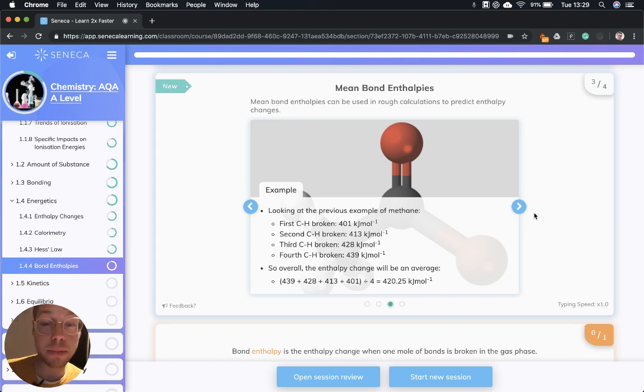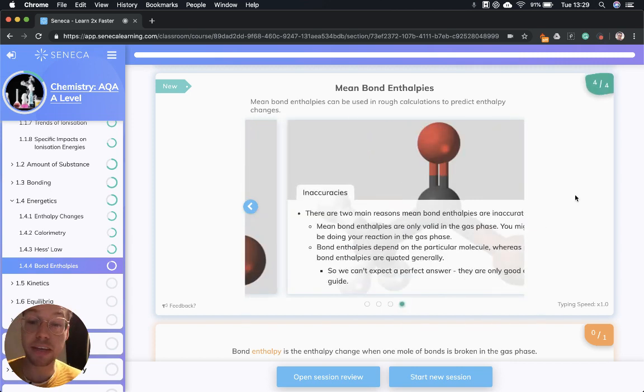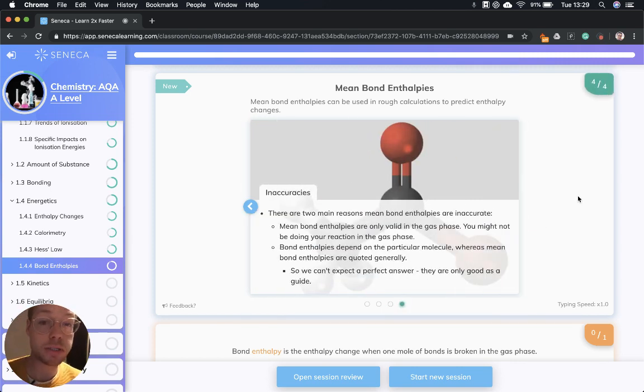So to calculate the mean bond enthalpy, we add those four values together and divide by 4 to get the average, which in this case happens to be 420.25 kilojoules per mole. So remember, bond enthalpies are always an average. But this has some implications.